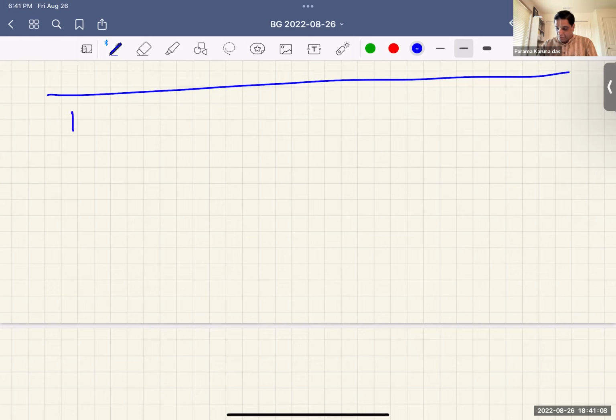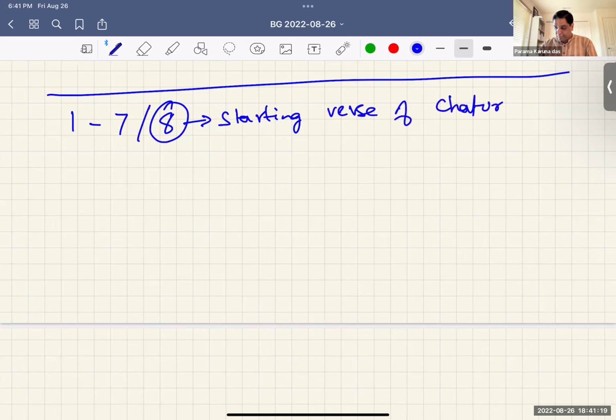My goal is at least to cover 1 to 7 or probably 1 to 8. I want to start the chaturshloka. This is the starting verse of chaturshloka. So we'll see how far we get. If we get to 9 and 10, great. Otherwise, at least till 8, I want to go. Please pay very careful attention. This is the conclusion of Bhakti Yoga, like I mentioned earlier. And if possible, turn on your camera, have the book with you, follow along as we go.